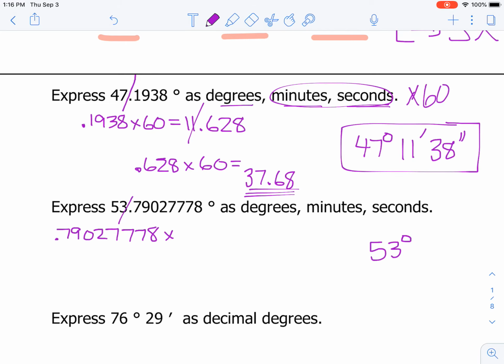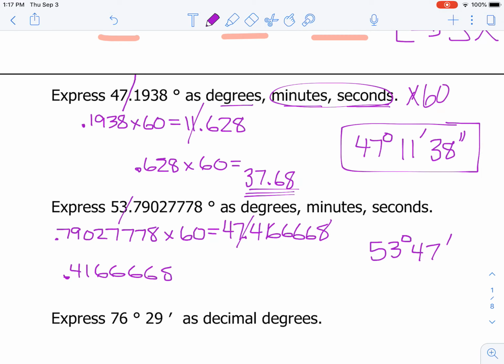So I'm multiplying that by 60, and I get 47.41, and my calculator has 4 6s and an 8. Okay, I'm going to chop off the 47. The 47 is the minute part of your answer, and we take just the decimal. And we multiply it by 60 again to get the seconds. And I get 25 point and a whole bunch of zeros, 1, 2, 3, 4, 5, and an 8. This part rounds. This would round to 25 seconds.